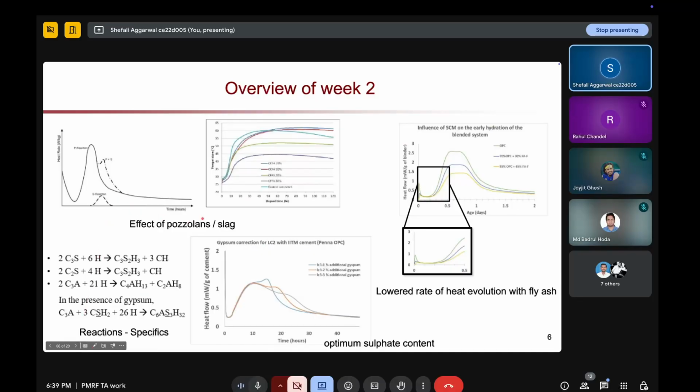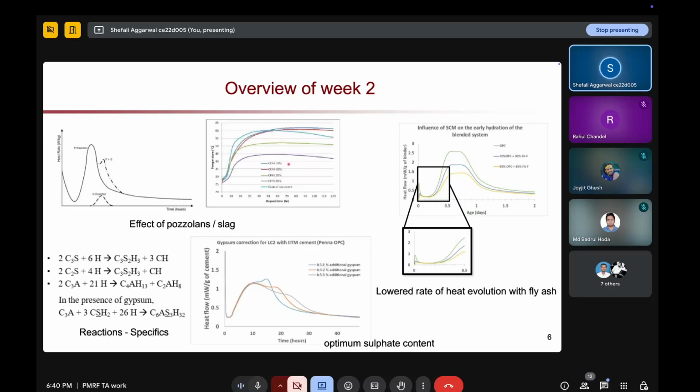Another effect is the effect of pozzolans or slag. This is our normal peak, and due to the presence of slag there is a little hump at this position, so our new curve will be in this form. We will have two peaks here, one due to the primary reaction and one due to slag. We have a very visible second peak.